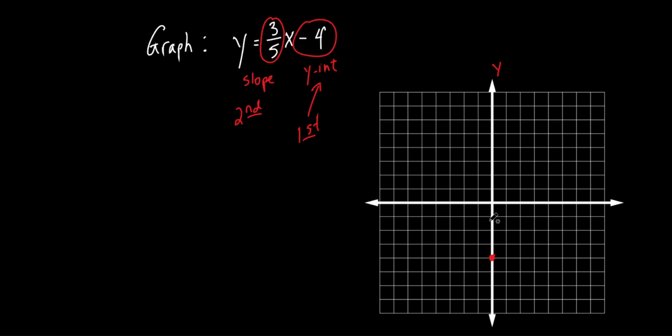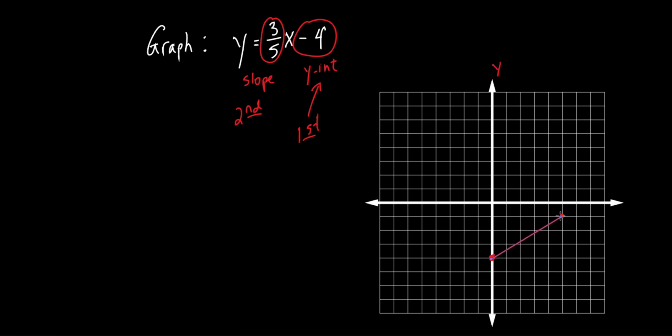Do I put a point yet? Nope, not yet. I still got to run. How far am I going to run? 5. That means I go which direction? To the right. 1, 2, 3, 4, 5. And then I put a point right there. Do I just put those 2 points there and I'm good to go? What do I got to do? Draw a line between them.